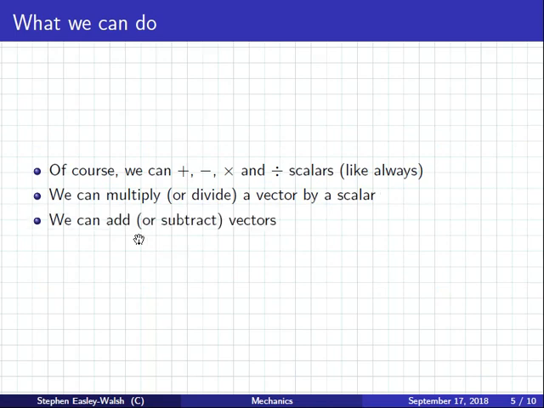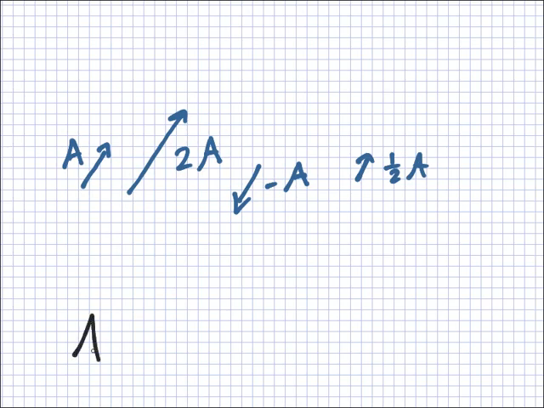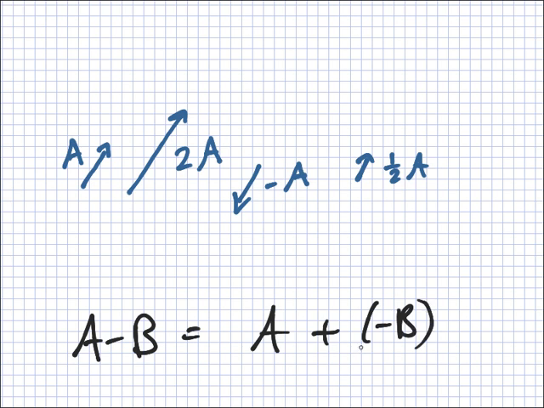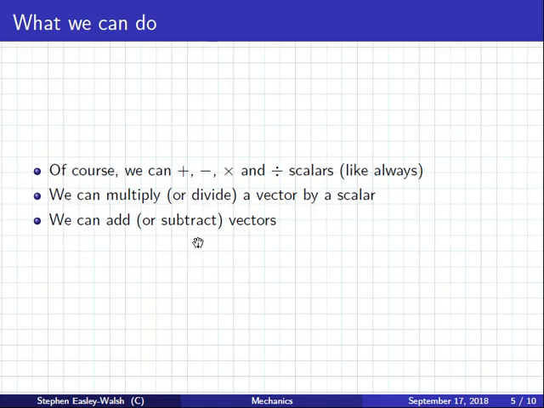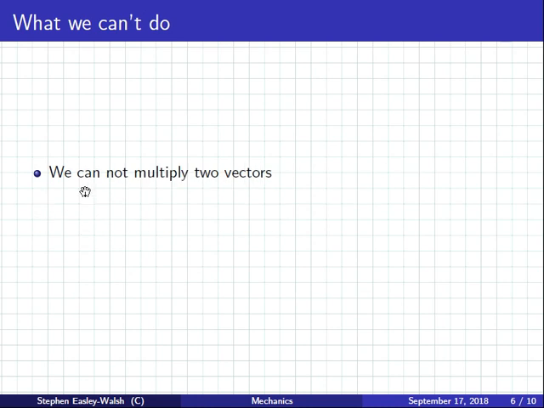Okay. We can add vectors. How do we add vectors? We use the vector triangle. And in fact, we can subtract vectors as well, because if I say A minus B, that's just equal to A plus minus B. So you can actually subtract vectors as well. But what we cannot do is multiply 2 vectors. Yet. Not in this course.